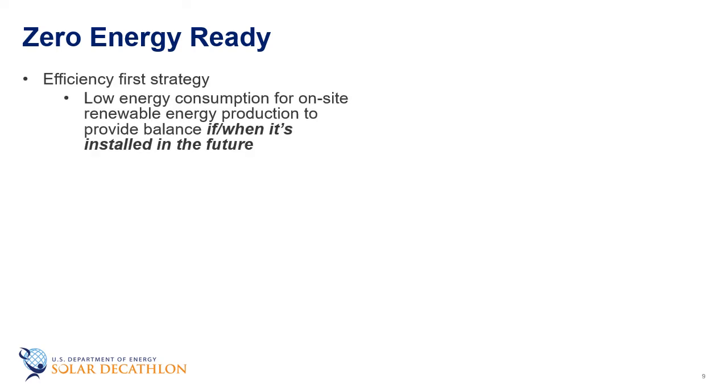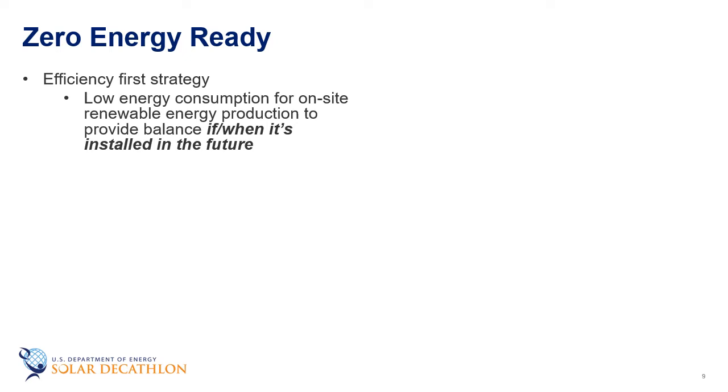Another measurable goal that you might hear about is for a building to be zero energy ready. These buildings are designed and constructed such that their annual energy use intensity is low enough for on-site renewable energy production to balance with the consumption. These buildings are ready for zero energy, they just don't have the on-site renewables yet.